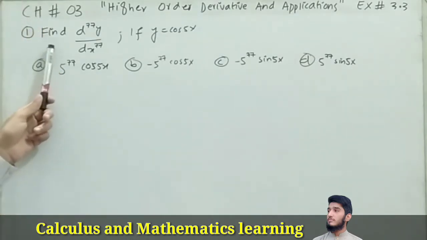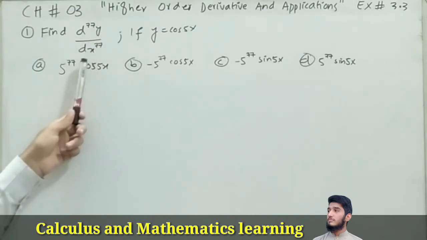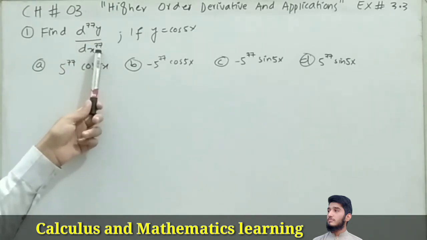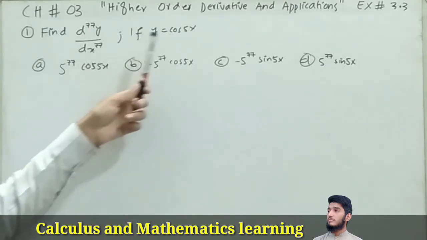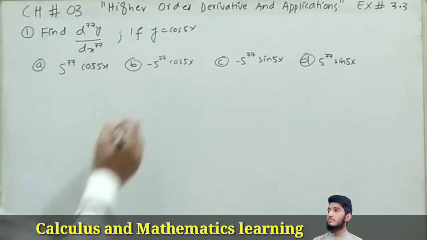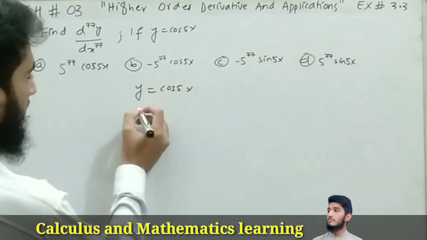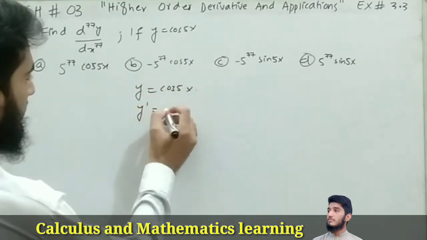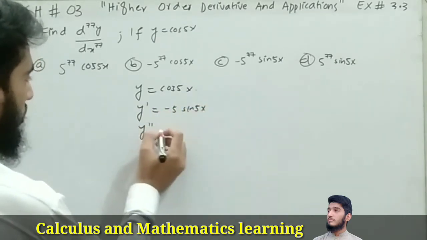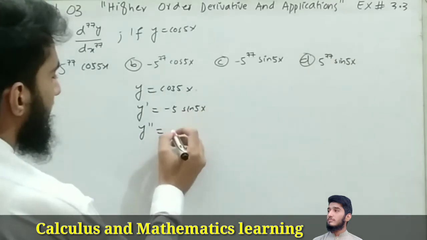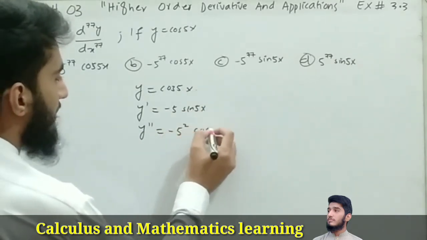MCQ number 1 of the MCQs series is: find d to the power 77 y divided by dx to the power 77. 77 means that we will find the derivative up to the 77th term, if y is equal to cos of 5x. So we have a function given, y is equal to cos of 5x. Let's suppose the first derivative will be minus 5 into sine 5x. And the second derivative for this function will be, this 5 will again multiply, so it becomes minus 5 squared, and the derivative of sine is cos of 5x.